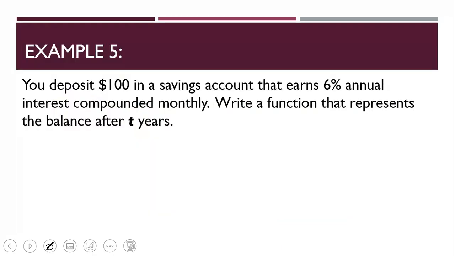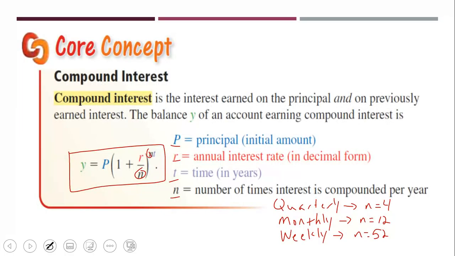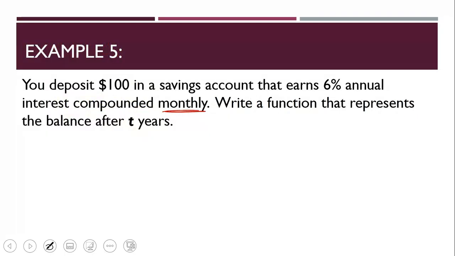So let's look at one. You deposit $100 in a savings account that earns 6% annual interest compounded monthly. Write a function that represents the balance after T years. So again, we're looking at our formula, y equals P, and then in parentheses, 1 plus R over N raised to the NT.